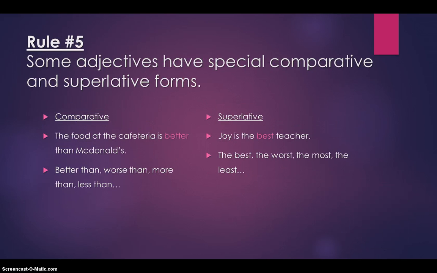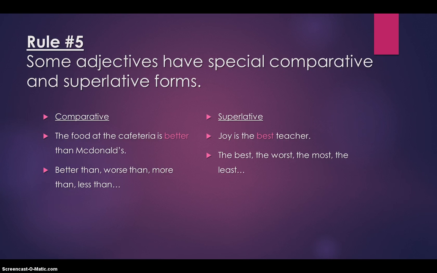For rule number 5, we have some adjectives that have special comparative and superlative forms. For example, as comparative forms, we have the food at the cafeteria is better than McDonald's, and for the superlative forms, Joy is the best teacher.